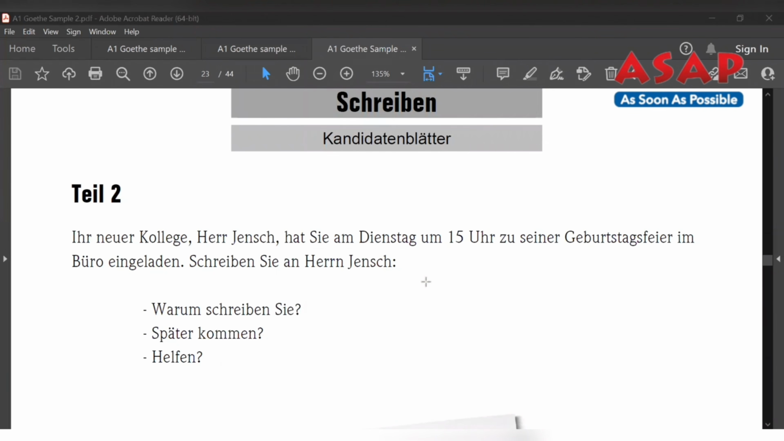Now, first of all, who is writing the email? You are writing. To whom? To Herr Jensch. Who is Herr Jensch? He is your new colleague. What is so special about him? He has a birthday on Dienstag, am Dienstag. 15 Uhr is the birthday celebration. And he has invited you. So, Herr Jensch has invited you. Now you have to reply to his invitation.